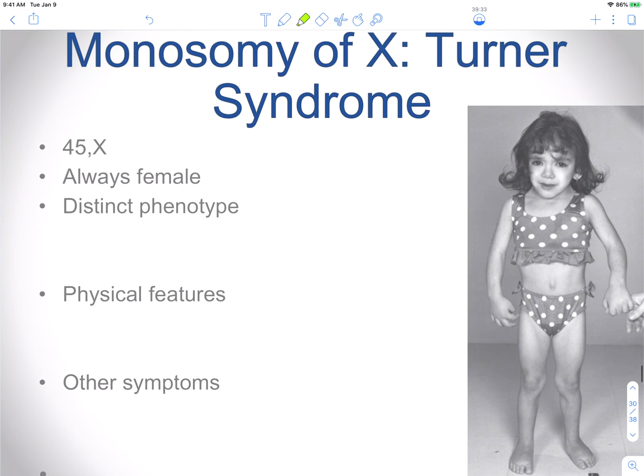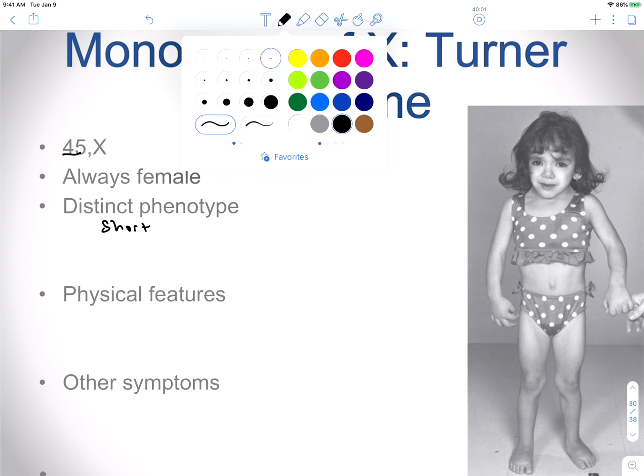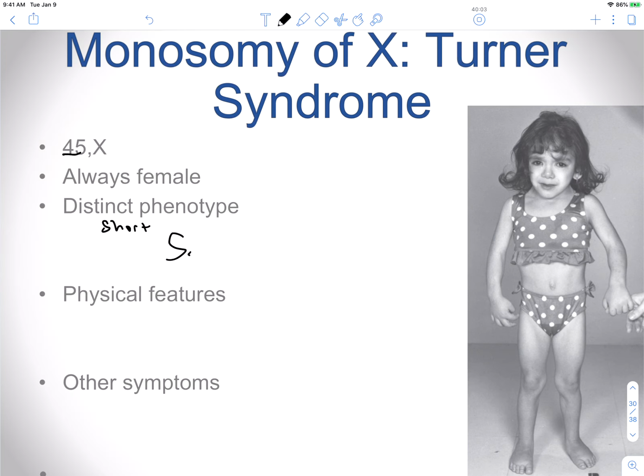Turner syndrome, or X, is a monosomy, and again, it's the tolerated one. You're basically a 45X, so again, you're 45, which should be 46, and you only have one X. They're always going to be female. They have short stature, and they're going to have sexual infantilism. They're going to have ovarian dysgenesis.